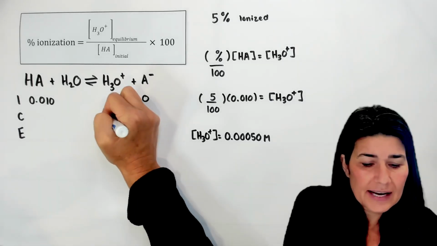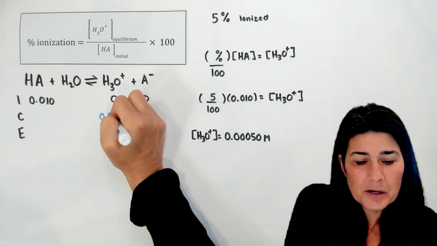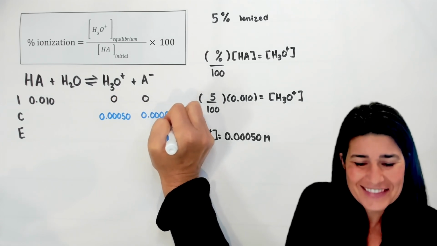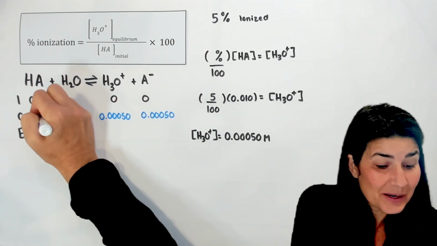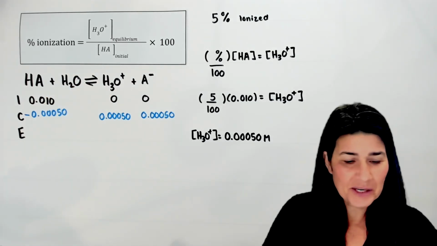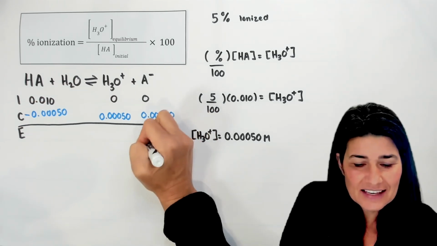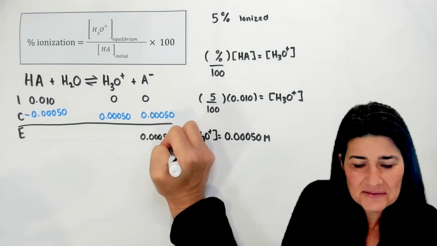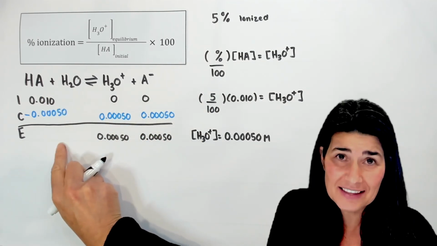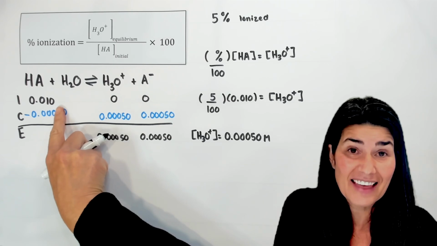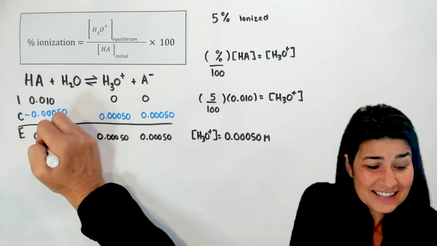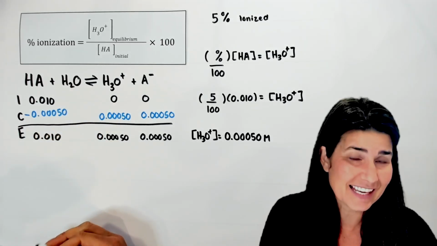So I'm going to generate 0.00050, I'm going to generate 0.00050, and I'm going to take away 0.00050. Now at equilibrium, what we're left with is 0.00050 and 0.00050, and when you subtract these and cut it off at the thousandths place, three places beyond the decimal, the acid essentially stays the same. It does not significantly change.